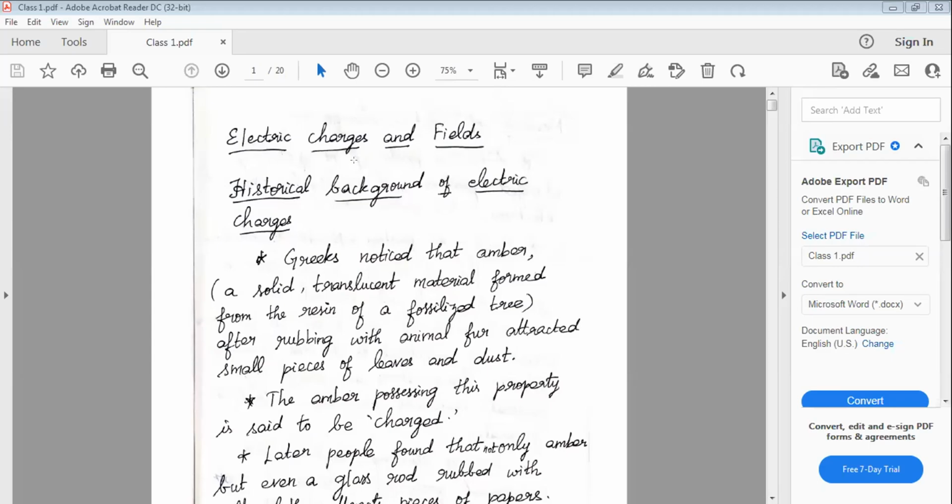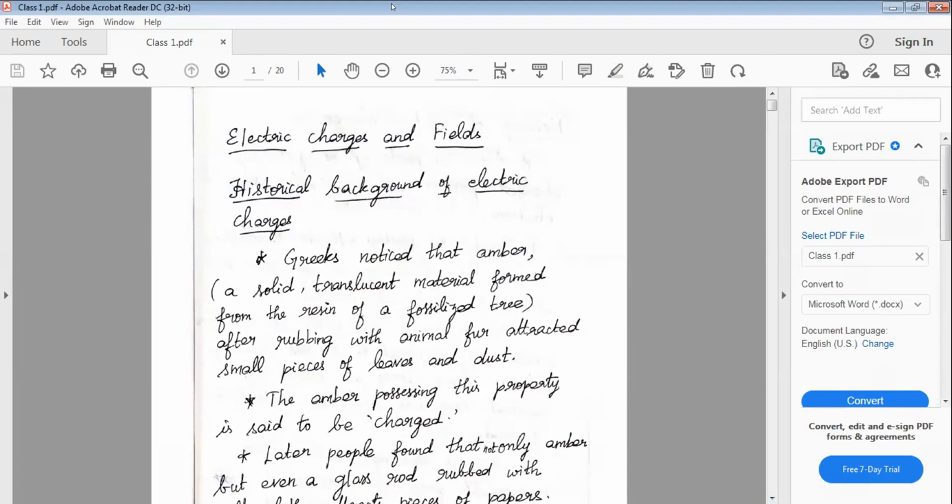Students, are you able to see the screen now? The first chapter in 12th grade physics is electric charges and fields, as I told you a little while ago. So before going into detail on the various formulas and equations, I would like to give you a small introduction about the historical background of electric charges.